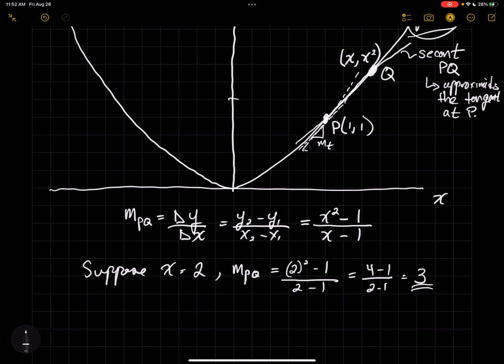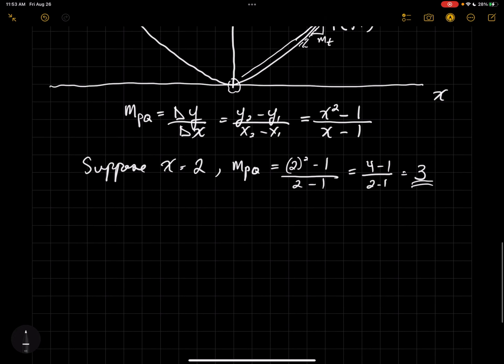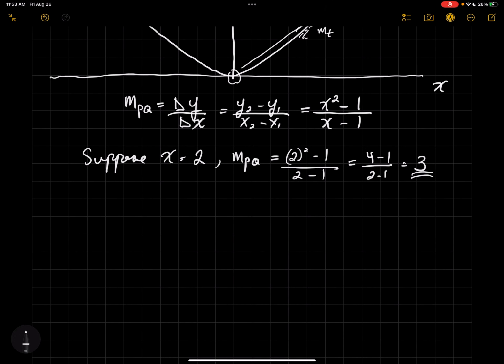Well, let's now suppose that, because this is a line, we can run this line as long as we can, and put this point Q anywhere along the function that we want. So rather than have point Q at x equals 2, let's suppose point Q is at x equals 0. So let's suppose now we calculate the slope of the secant PQ for when point Q is at x equals 0.